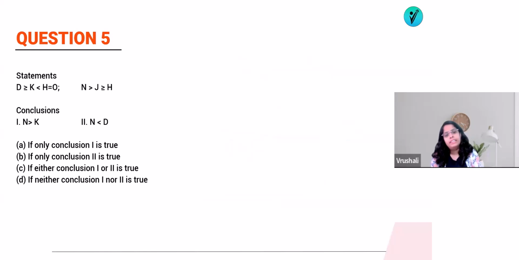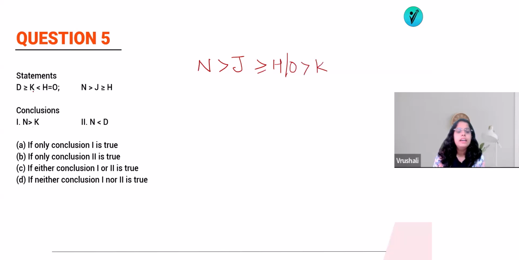You can pause it and then try to solve. So how will we solve here? N and D, greater than K, greater than or equal to K, less than H, H is equal to O, and N is greater than J, J is greater than or equal to H. And you can see both of them have asked for N. So I will write here N greater than J greater than or equal to H. I know that H is equal to O. So H or O, and H is greater than K, and K is less than or equal to T. So this is the equation you have.